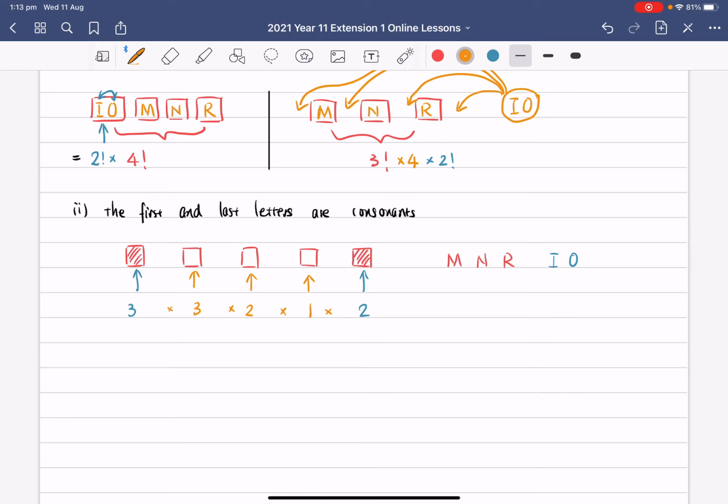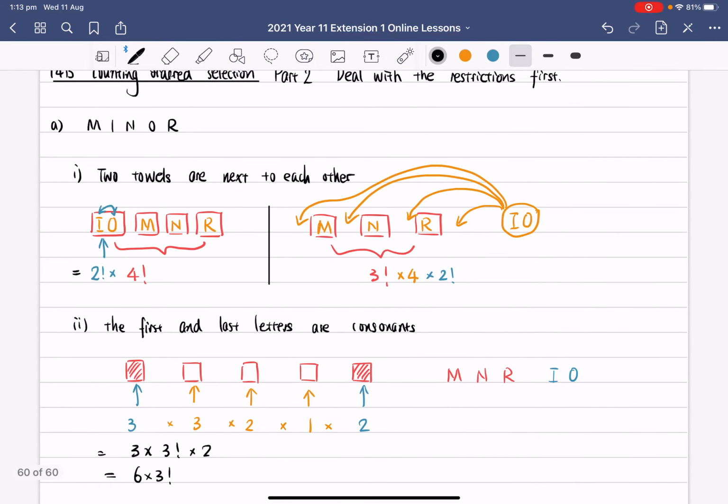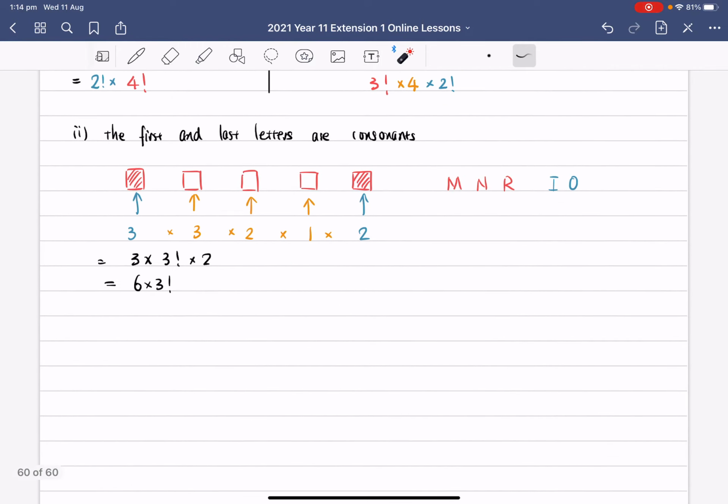So at the end, if you want to look at the final answer here, the final answer is just equal to 3 times by 3 factorial times by 2, which is equal to 6 times by 3 factorial. And again, you can use your calculator to simplify and work out the answer. Okay, all right. So that's the first question here. This is about arrangements with restrictions. Now obviously without restrictions, you don't have to worry about any restriction. In that case, the answer is just equal to 5 factorial ways of rearranging the word MIRROR. Okay, now let's move on.